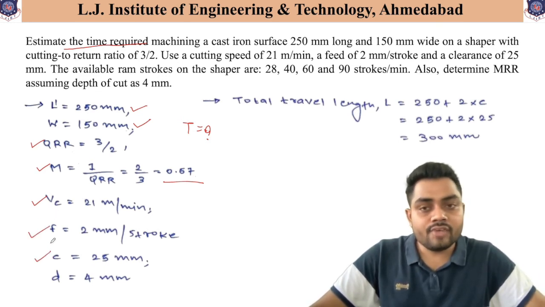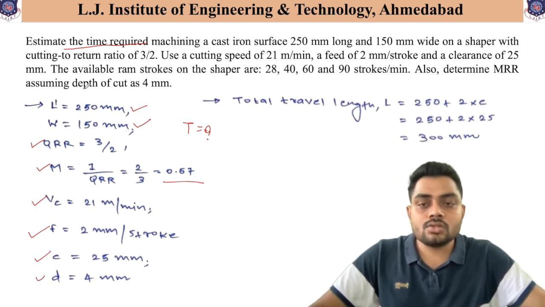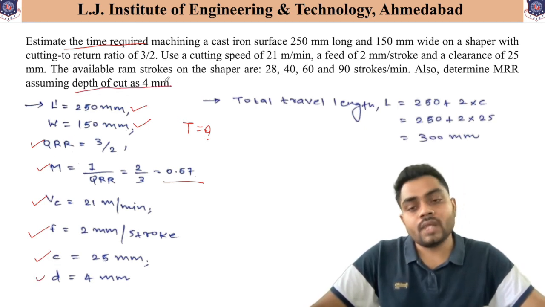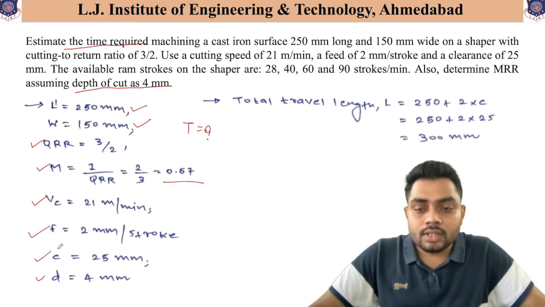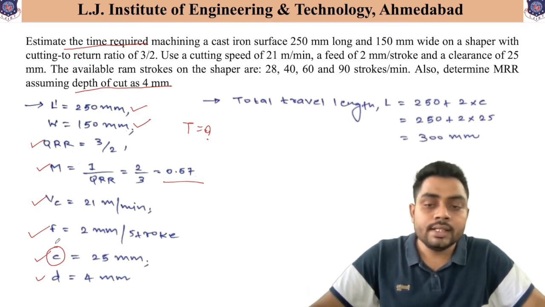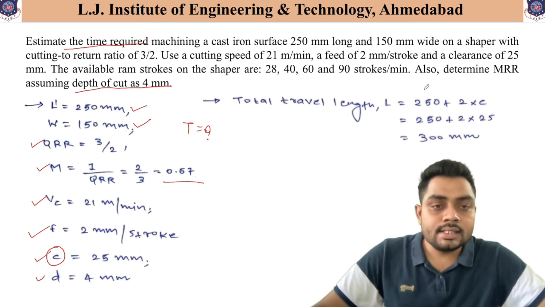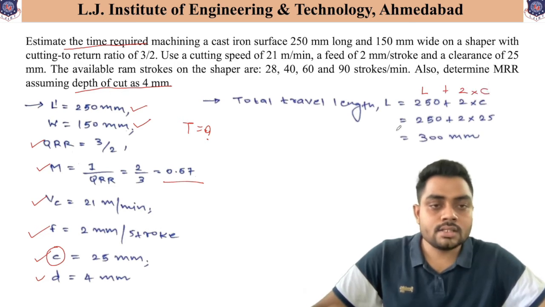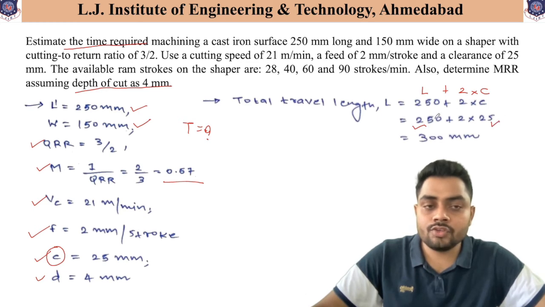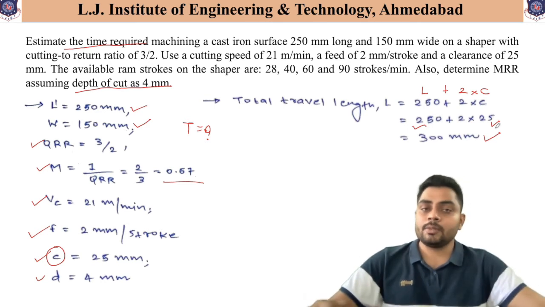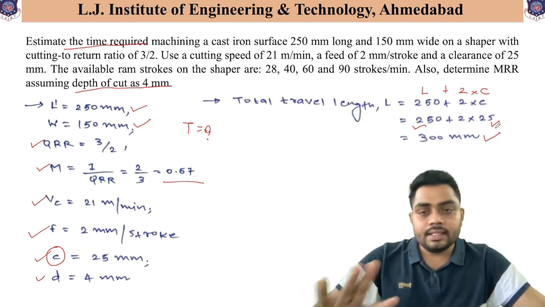Clearance is given as 25 mm, and the depth of cut is given as 4 mm. So when the clearance data is given, we need to find the total travel length of the tool. How will we find that? We have already seen that the total length traveled is the length of the workpiece plus 2 times clearance. The length of the workpiece is 250 and the clearance given is 25. So 250 plus 50, you will find the total travel length is 300 mm. Up to now, I think it is clear to you.